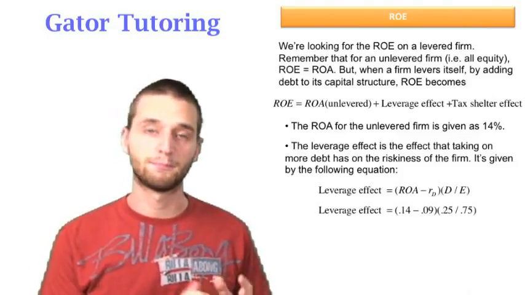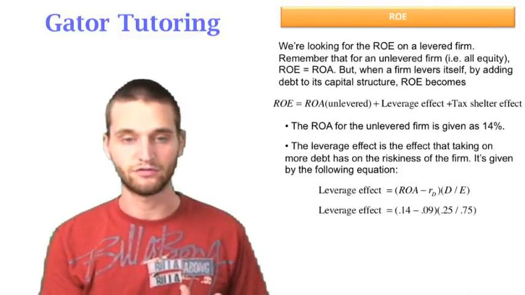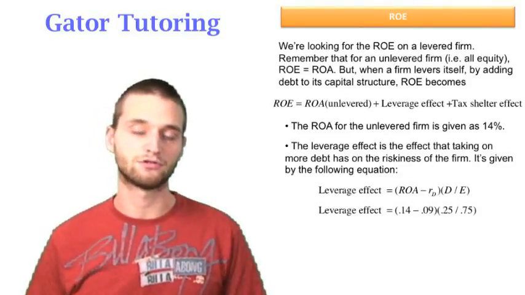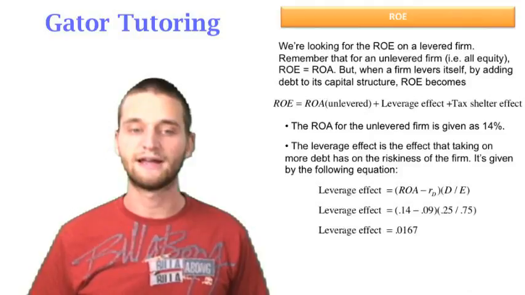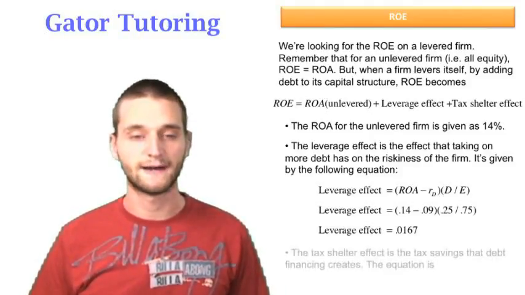Our debt, the percentage of our capital structure that's debt is 25%, so we plug in 0.25 for D, and we plug in 0.75 for E because the percentage of our capital structure as equity is given as 75%. When we crunch that out, we get a leverage effect of 0.0167 or 1.67%.